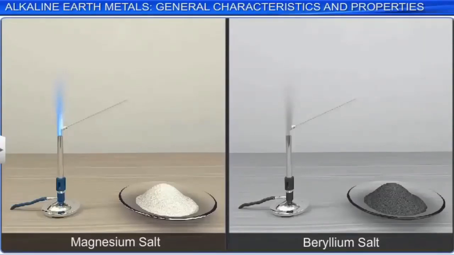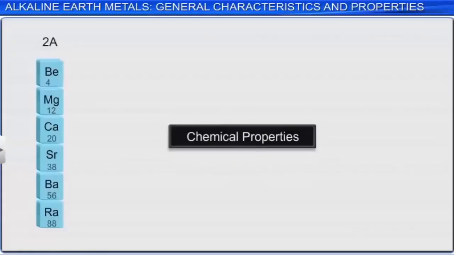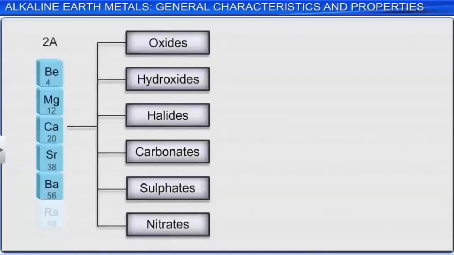In general, the alkaline earth metals are less reactive than the alkali metals. The group 2 metals form a variety of different types of compounds. Our focus is on the oxides, hydroxides, halides, carbonates, sulfates, and nitrates. We'll discuss each of these in turn.